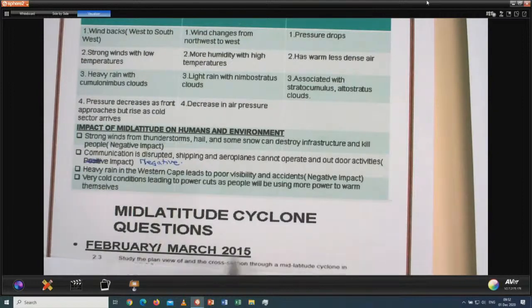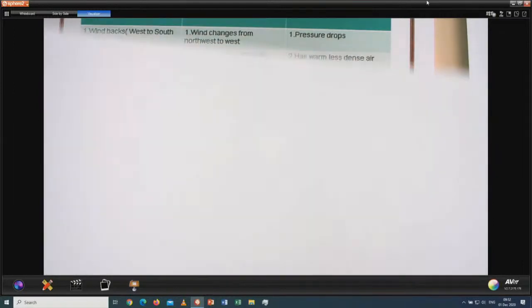Right, mid-latitude cyclone, I'm not going to look at that one. We go to the next type of cyclone, which is the tropical cyclone. Remember I said the time is not on our side.